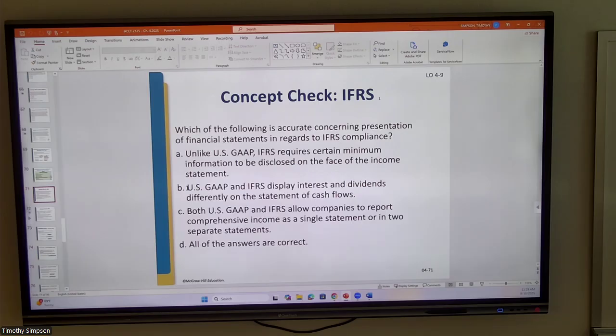Now, this kind of goes back a ways. This is not even something that we really talked about today. And IFRS does require certain minimum information. US GAAP and IFRS display interest and dividends differently on the statement of cash flows. Both US GAAP and IFRS allow companies to report comprehensive income as a single statement or in separate statements, whatever the case might be. And the answer is all of the above. All of the above are correct.